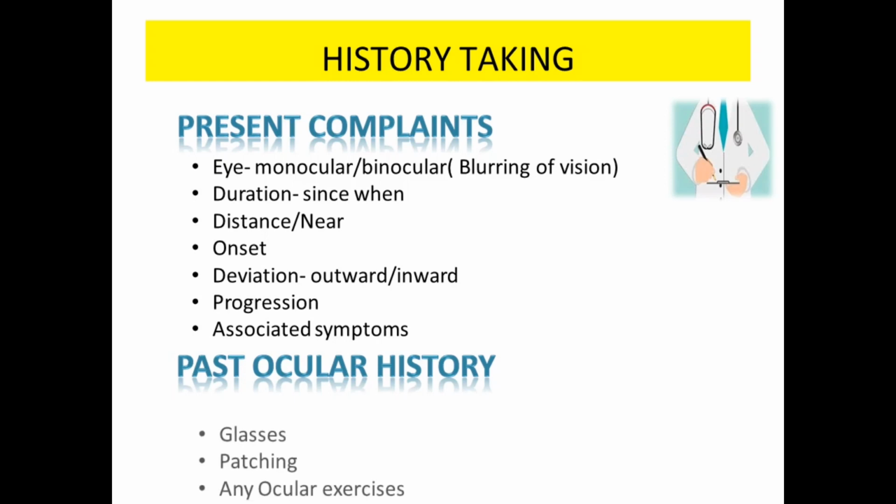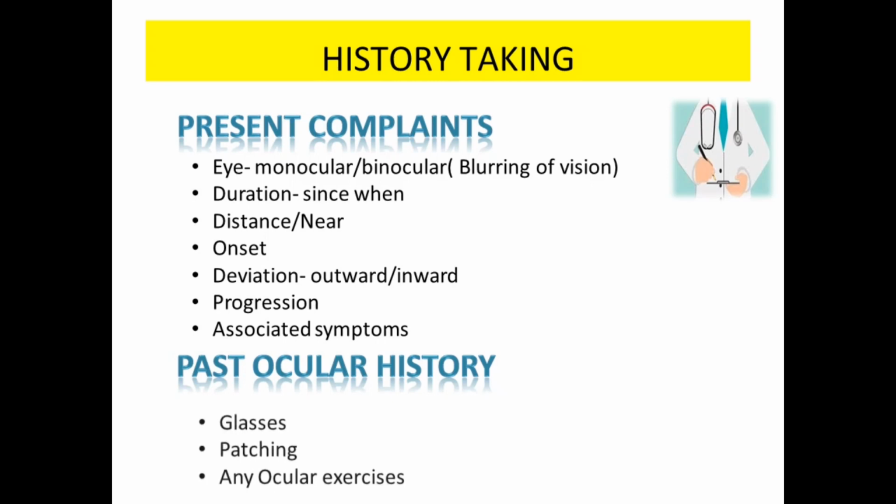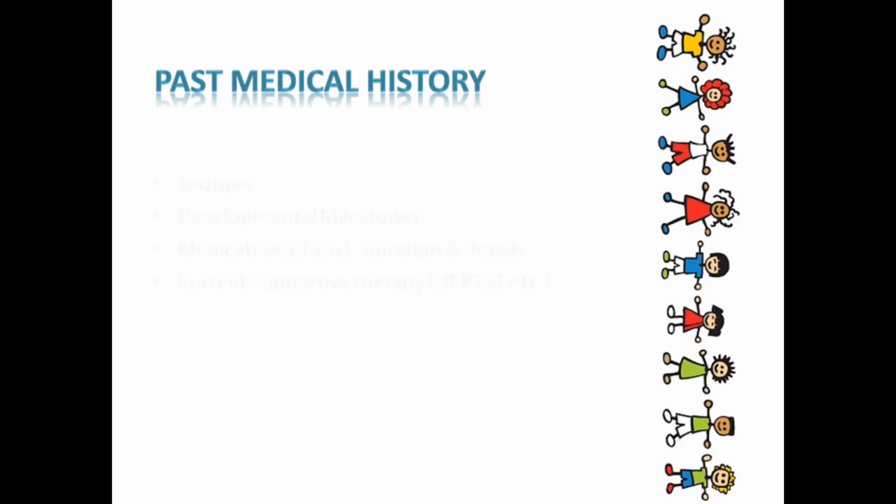Along with that, ask about any ocular exercise your child is doing or not, for example in those with convergence problems and accommodation-related problems, any kind of exercise he or she is doing. Next is the past medical history. In the past medical history we should always ask the parents whether seizures happen to the baby or child or not. We also call it fits, and whether the fits are under control or not.